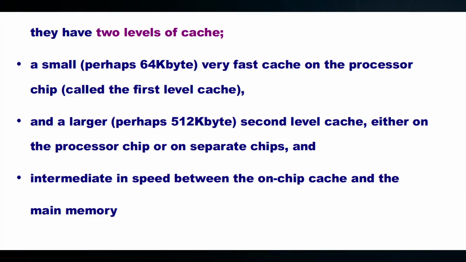In practice, many computers introduce another level into the hierarchy. They have two levels of cache: a small, perhaps 64 kilobyte, very fast cache memory on the processor chip called the first level cache, and a larger, perhaps 512 kilobyte, second level cache either on the processor chip or on a separate chip, intermediate in speed between the on-chip cache and the main memory.